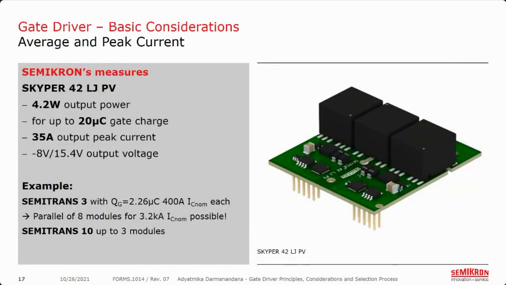In the previous example, the Semitrans 3 has approximately 3000 nanocoulomb, or about 3 microcoulomb. But a bigger module or parallel operation of some modules requires bigger output capability of the driver. Here at Semikron, we have an extended product line. For example, our Skyper 42 LJPV can deliver up to 4.2 watts output power for up to 20 microcoulomb gate charge. It can also deliver a peak current of 35 amps, allowing a fast charging of the gate capacitance.